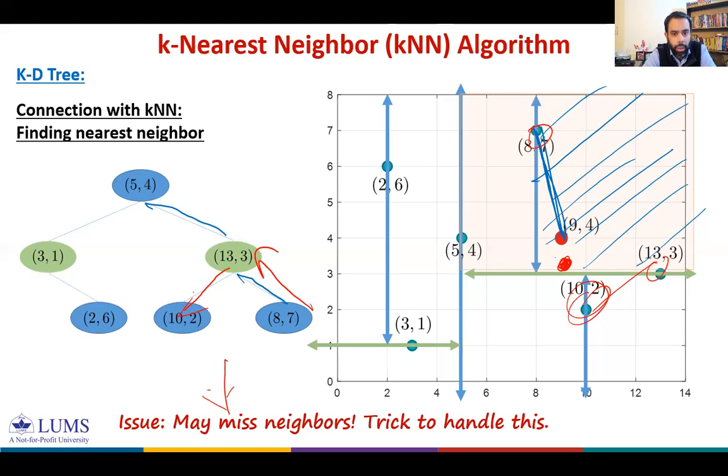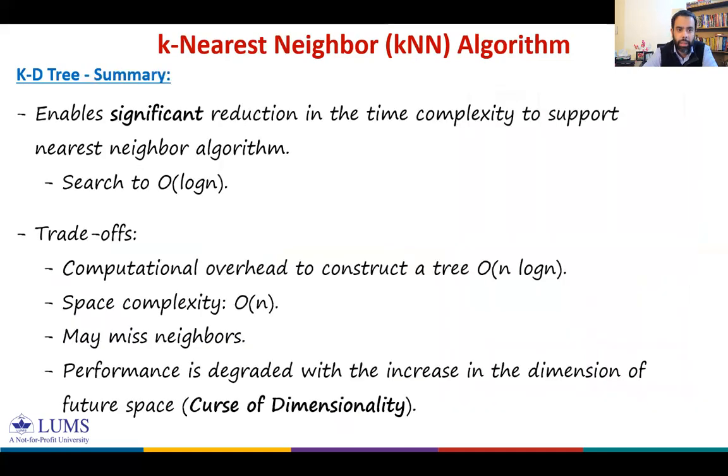Okay, so that was a very quick overview of KD tree. Let me summarize. KD tree enables significant reduction in the time complexity. The complexity would be simply order log n as compared to n. In fact, it was nd, but if you only talk about the nearest neighbor, because you will be comparing distances, order log n significantly reduces the computational complexity of finding the nearest neighbor.